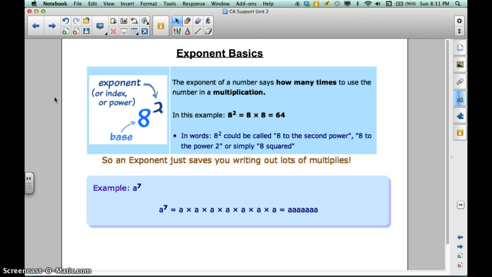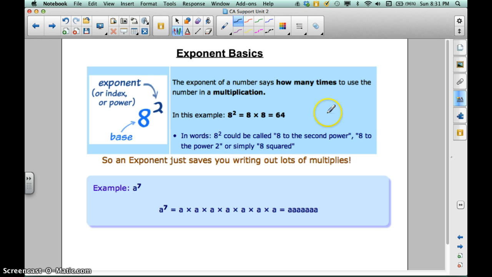So to start, a term that has a base and an exponent looks like this. 8 to the power of 2 is how we might read that, or 8 to the second power, or even 8 squared. The 8 part of this is the base, and the 2 is called the exponent, or sometimes referred to as the index or the power.